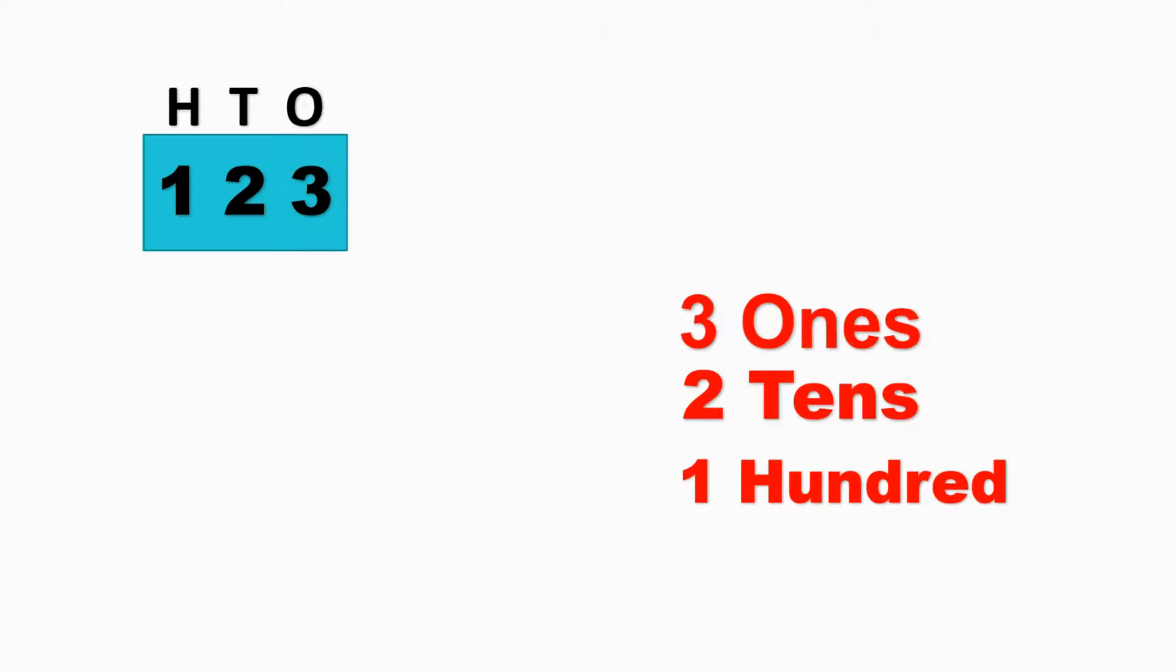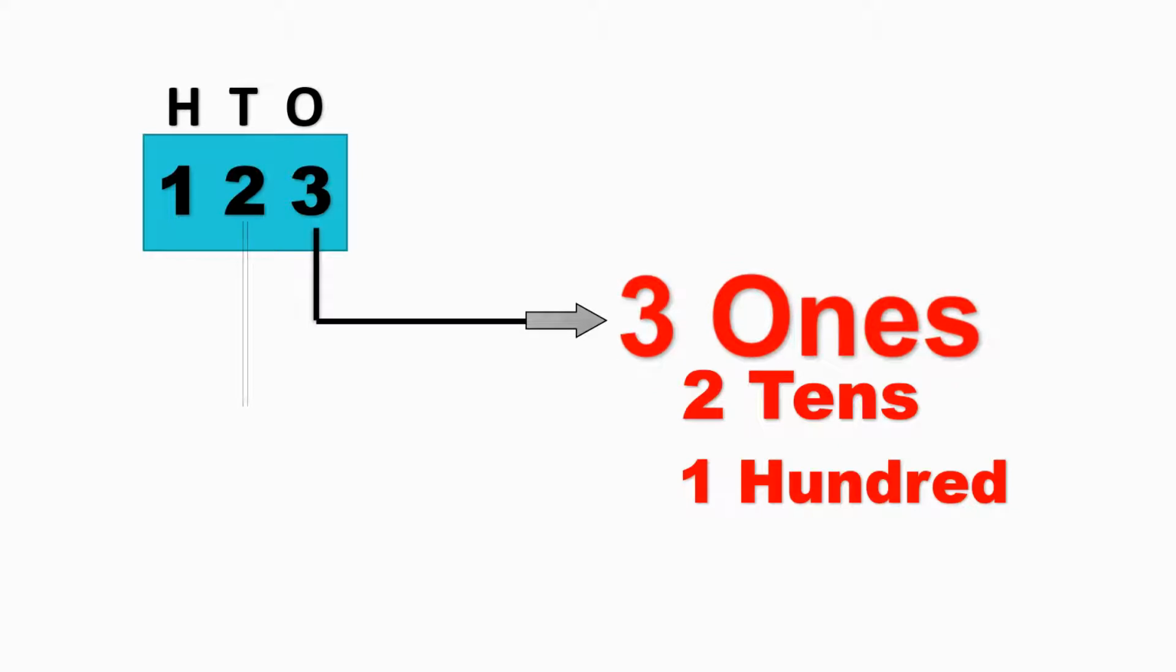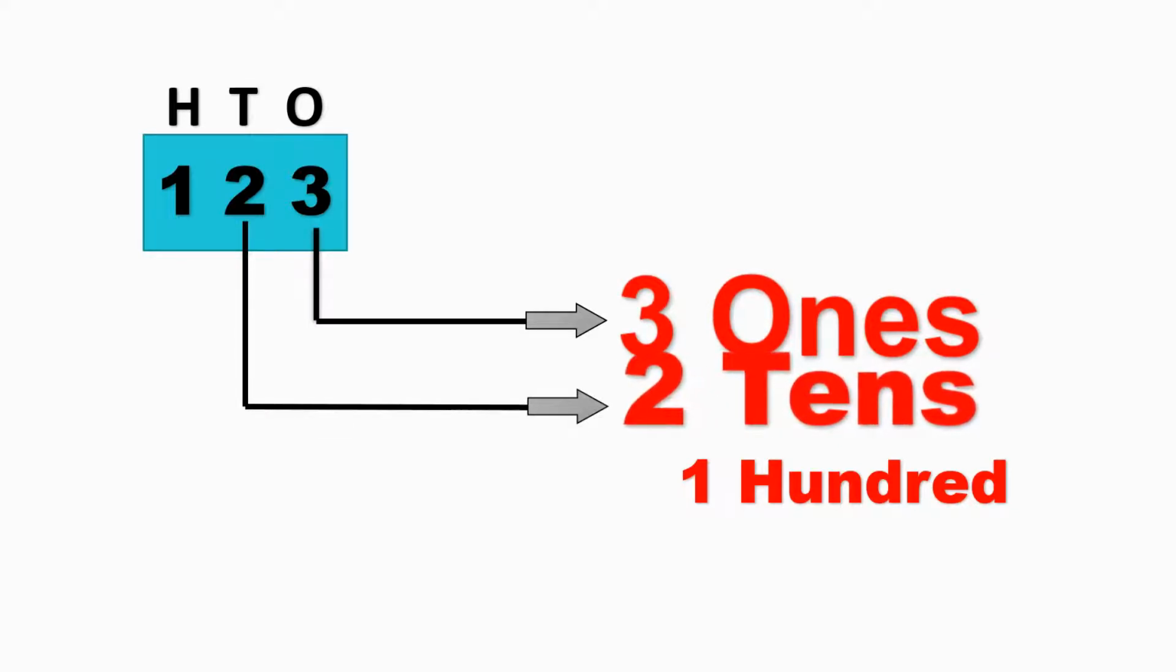Now let's see the place value of 3. So 3's place value is 3 ones. 2's place value is 2 tens. And last one's place value is 100.